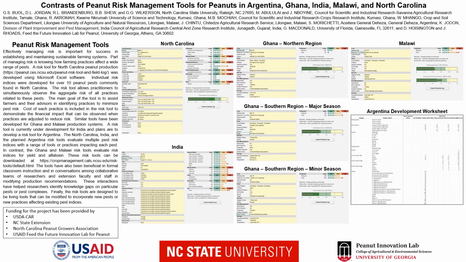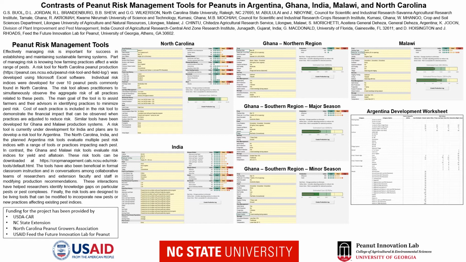Although the primary goal of the peanut risk tools is to assist growers and their advisors in identifying the best production practices to minimize pest risk and maximize yield for their production systems, the tools have been beneficial in other ways. The tools have been useful in classroom instruction by providing instructors with a way to demonstrate the importance of how individual management decisions impact risk to yield by multiple pests found within a production system.